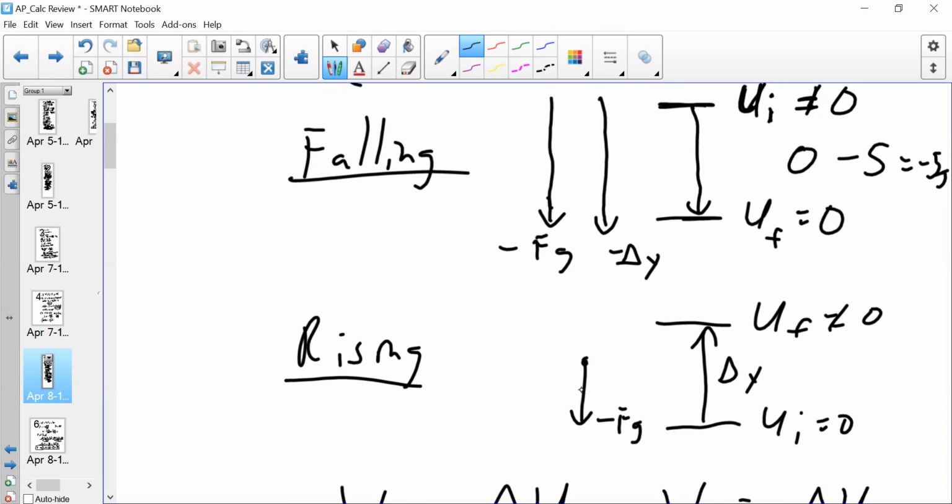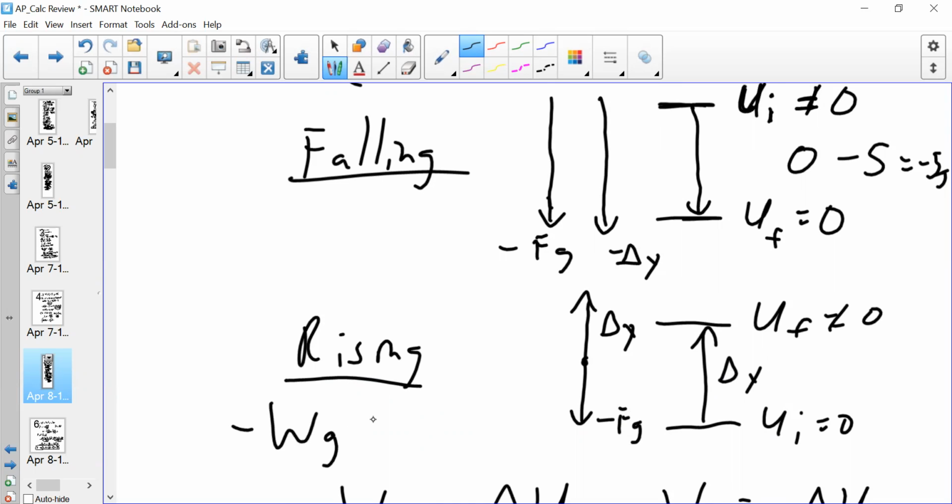If we raise an object into the air, a rising case, the force due to gravity is downward, always, and the displacement in this case will be upward. So the force and the displacement vectors are in opposite directions. So the work done by gravity in this case is going to be negative as we increase the potential energy in the system. So in this case, the work will be negative.